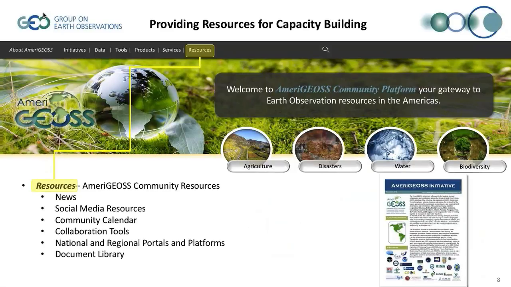Lastly, in the context of resources, the community is hoping for some of the basic things necessary in the way of news, social media resources, community calendars, and collaboration tools as a firm foundation to be able to collaborate and do the co-creation and so forth.